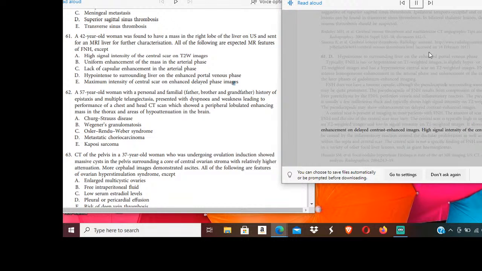High signal intensity of the central scar may be caused by the inflammatory reaction around the ductular proliferation, as well as the vessels within the septa and central scar. The central scar is not a specific finding of FNH, and can be seen in a variety of other focal liver lesions, such as giant hemangiomas.